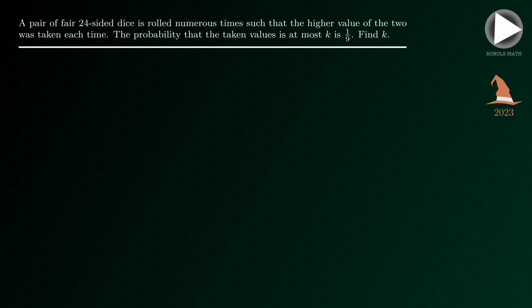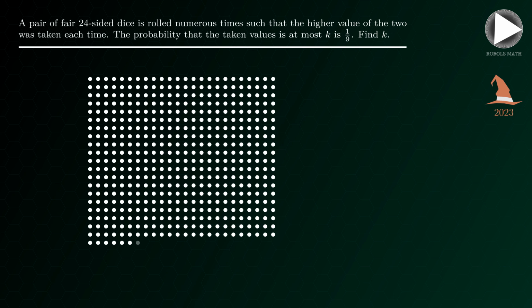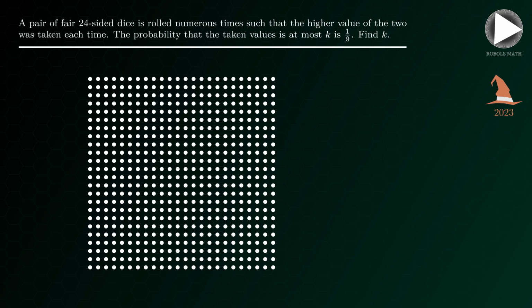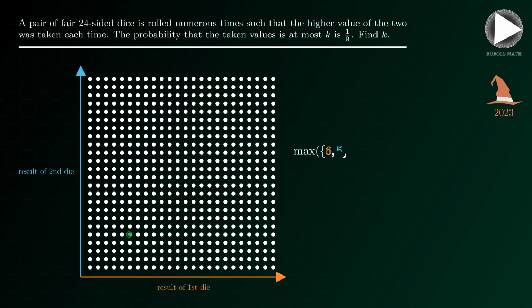Let's visualize the problem by plotting all the possible outcomes for the dice. We represent each outcome as an ordered pair, illustrated here as the white dots. The horizontal axis represents the result of the first die, and the vertical axis represents the result of the second die. For example, rolling a 6 on the first die and a 5 on the second one gives the point highlighted now. The maximum value between the two is, of course, 6, since 6 is bigger than 5.